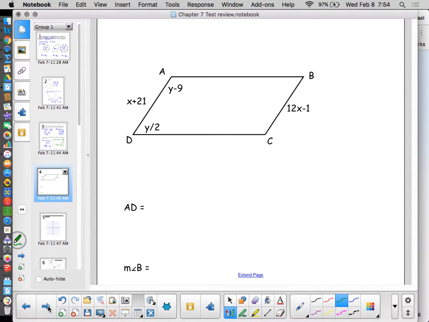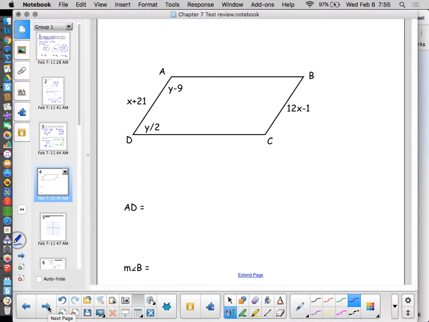Got a fancy picture here with a parallelogram. We're going to find AD and the measure of angle B. So notice we're not just finding the value of x and y, but in order to find AD and the measure of angle B, I'm going to have to find the value of x and y, aren't I? So let's start with x. X should be pretty easy. What's the equation going to look like to find x? What am I going to do?